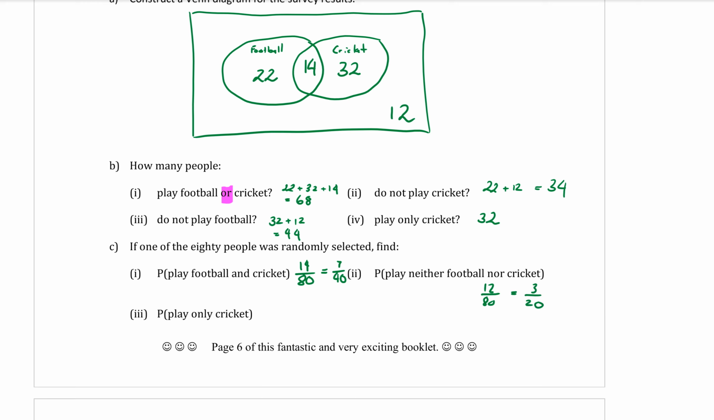Okay, and part 3, play only, remember those key words, only cricket. So cricket, here it is, if it's only, it means not the overlapping section. So 32 out of the 80, and of course, simplify that down to be 2/5. Yeah? Great. Next page.